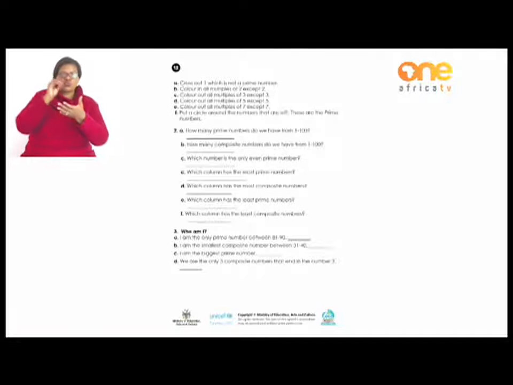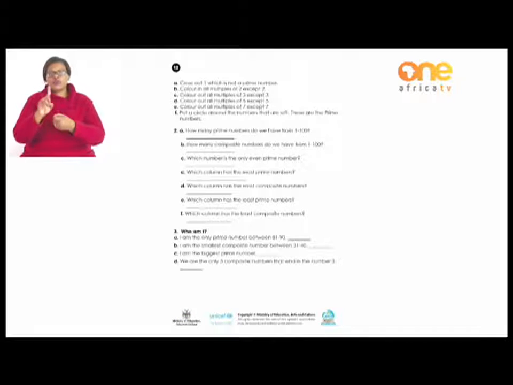2B, it says, how many composite numbers do we have from 1 to 100? And then 2C asks, which number is the only even prime number? If you have forgotten what even numbers are, remember the word even, okay? It's like numbers that end with 2, 4, 6, 8, and 0. All right? So the question is, which number is the only prime number? If I have to restructure the question, it is which number is the only prime number that is even? Okay?